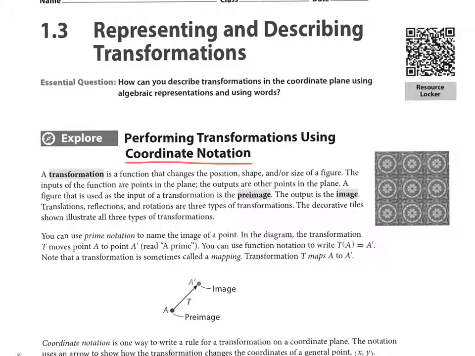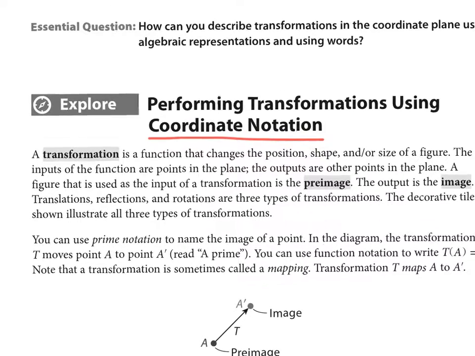So let's just focus real quick on some of our basic definitions. A transformation is a function specifically that's going to change the position, shape, or size of a figure. That's its job, is to change either where the figure is, the shape of it, or maybe its size. And there's some vocabulary that goes along with that. The original figure is called the pre-image. That's your original figure. And the new figure is called the image.